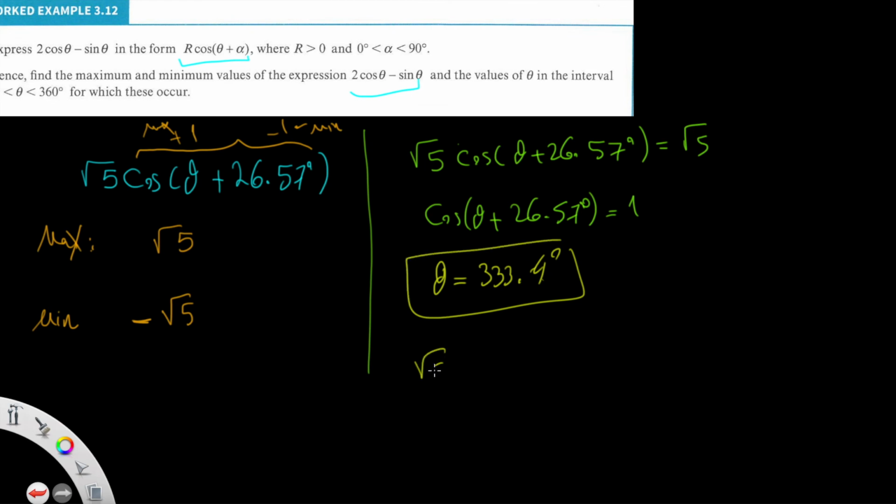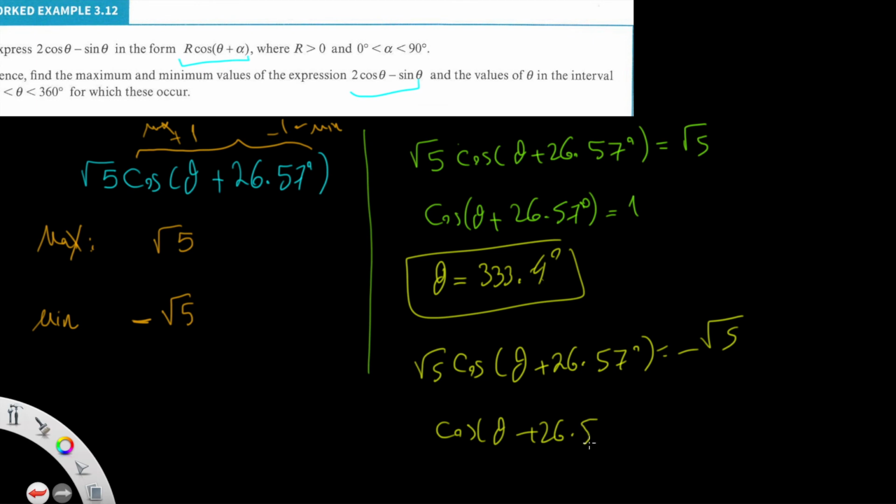And for the minimum, root 5 cosine of theta plus 26.57 will be equal to negative root 5. So root 5 cancels out. So cosine of theta plus 26.57 will be negative 1. Then the answer for this part will be 153.4. So this angle will give you the maximum possible value, and this angle will give you the lowest possible value for this expression.